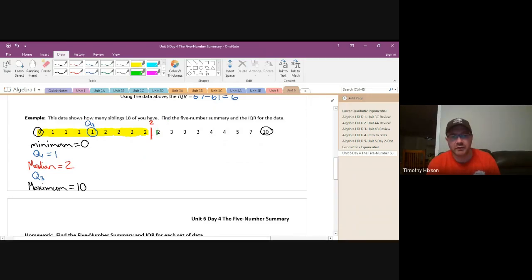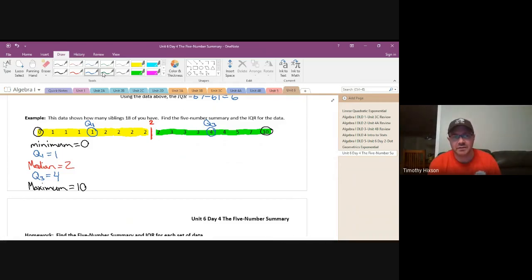Likewise, I'm going to do this on the right-hand side. So there are 9 scores over here. I'm going to identify 1, 2, 3, 4, 5. Here's the 5th of those, and that is my Q3. Notice there's 4 on one side, 4 on the other. So my Q3 is 4.